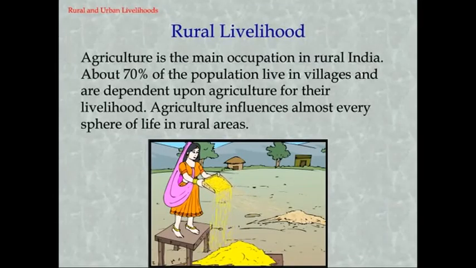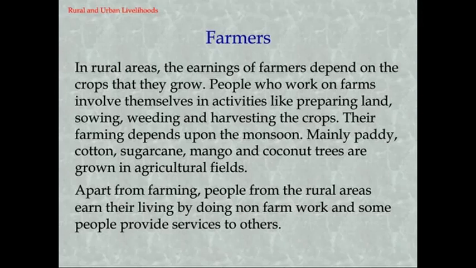Rural livelihood. Agriculture is the main occupation in rural India. About 70% of the population live in villages and are dependent upon agriculture for their livelihood. Agriculture influences almost every sphere of life in rural areas. Farmers. In rural areas, the earnings of farmers depend on the crops that they grow. People who work on farms involve themselves in activities like preparing land, sowing, weeding and harvesting the crops. Their farming depends upon the monsoon. Mainly paddy, cotton, sugarcane, mango and coconut trees are grown in agricultural fields.